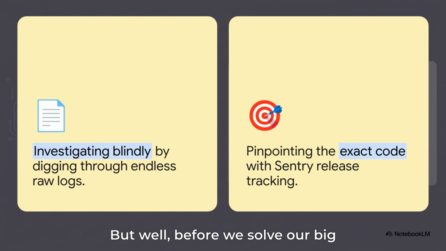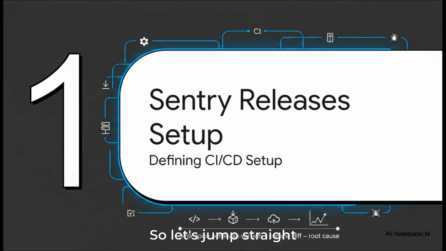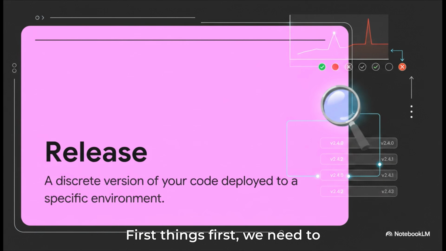But before we solve our big production mystery, we kind of need to understand the tools at our disposal. So let's jump straight into defining Sentry releases and your CI/CD setup. First things first, we need to define our terms. What exactly is a release in Sentry? Well, it's a discrete version of your code deployed to a specific environment. Think of it like drawing a really distinct, hard boundary around a specific set of code changes. By telling Sentry, hey, this exact bundle of code right here, this is version 2.4.1, you unlock some absolutely incredible features. Specifically, you get commit tracking and regression detection.